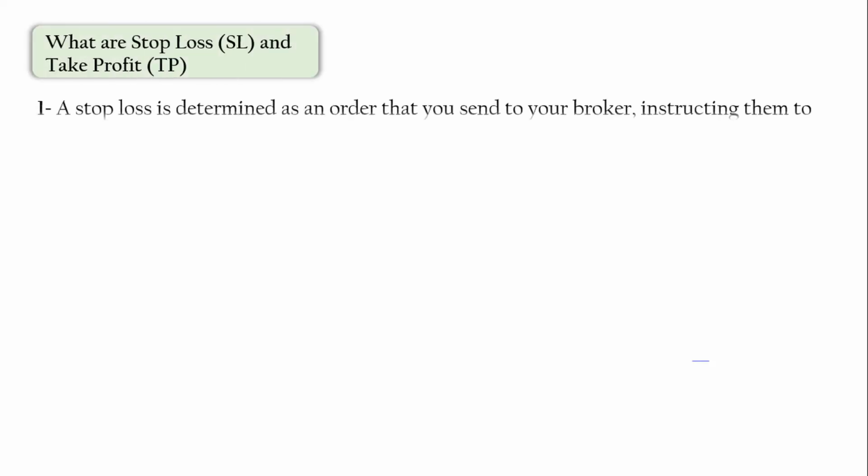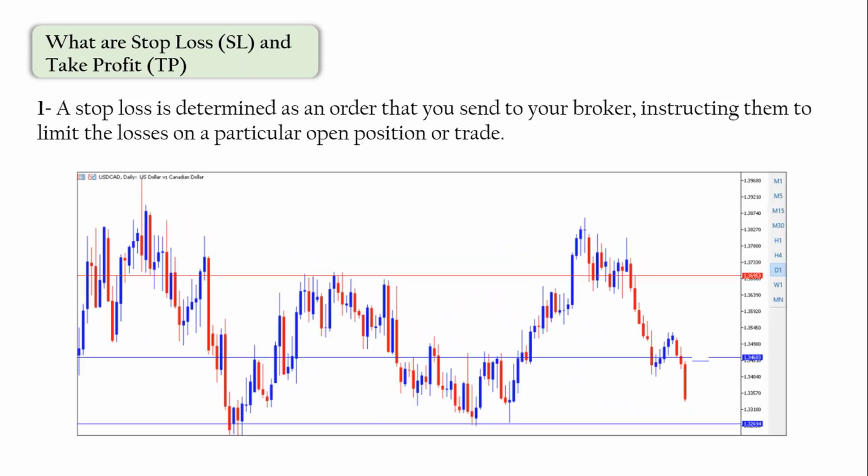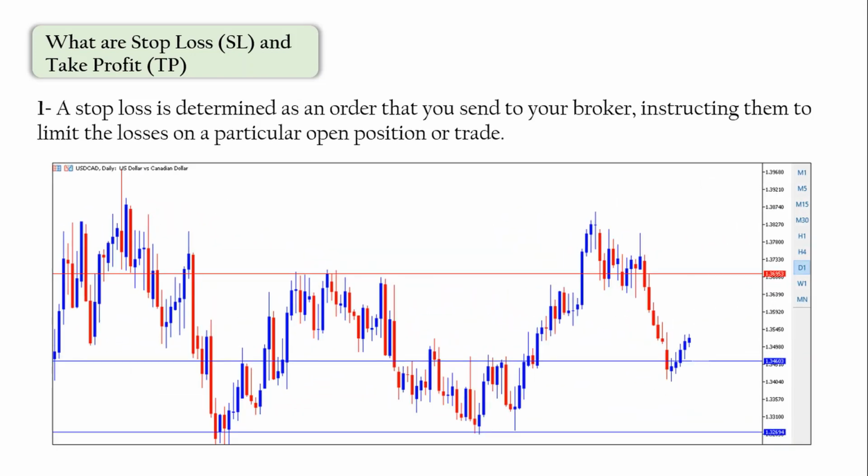First, a stop loss is an order that you send to your broker, instructing them to limit the losses on a particular open position or trade. So let me give you an example. This is a USD CAD chart, and here I'm going to place an order. This is the support, and the price is now above the support line, and here is the resistance, and the price is lower than the closest resistance. So according to this support and resistance, I am going to place an order.